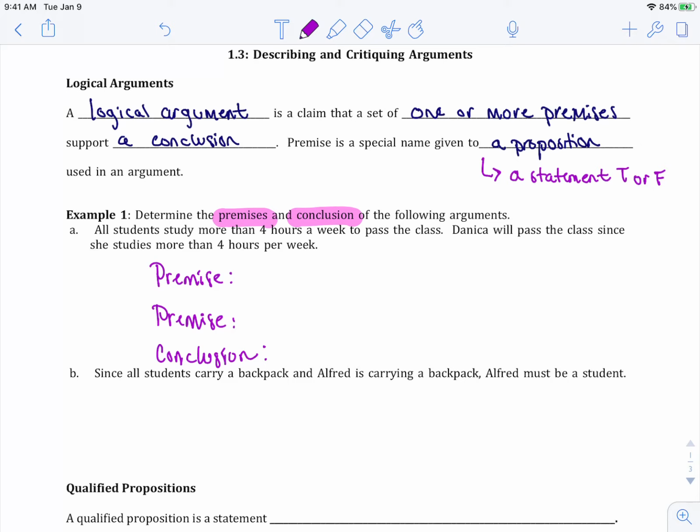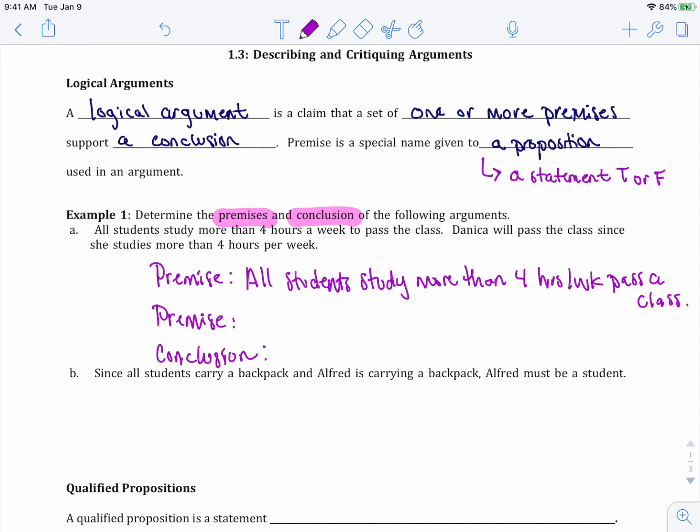So the first one I see is all students study more than 4 hours per week, pass a class. Now you can shorten this, because it's a lot of writing, but you don't want to leave off anything important. I almost stopped at studies more than 4 hours per week, but it's pretty important that the student would pass the class, so you have to keep that attached.